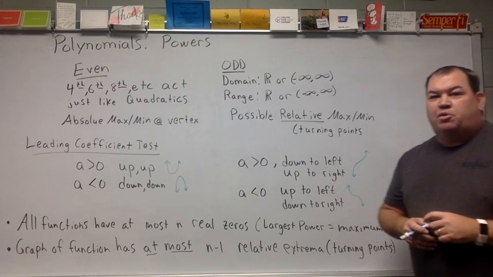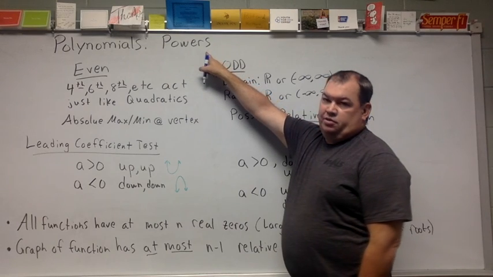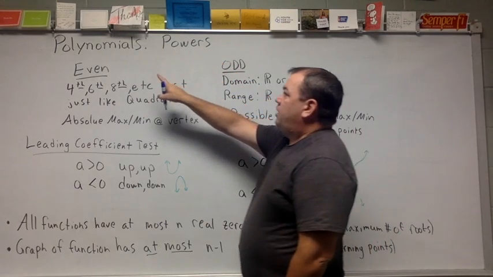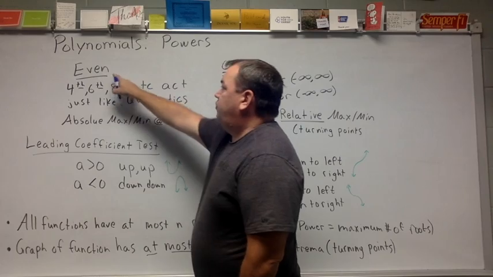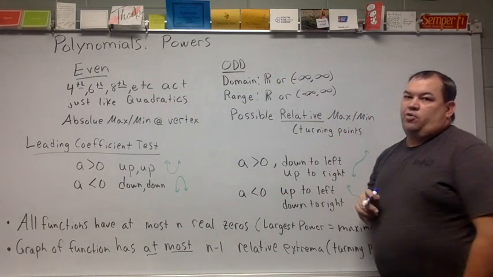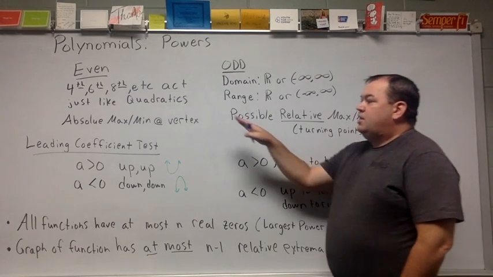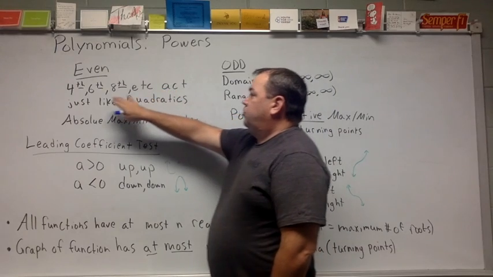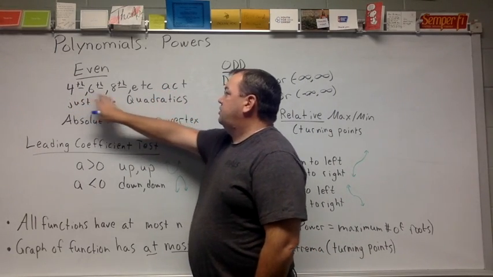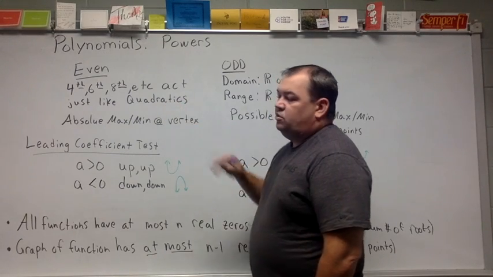Continuing our discussion about polynomials, let's explore a little bit about powers. There's two kinds of power polynomials. They fall into the category of even polynomials, or they fall into the category of odd polynomials. I'll start with even polynomials. The nice thing about even polynomials, fourth, sixth, eighth powers, etc., is they act just like quadratics.